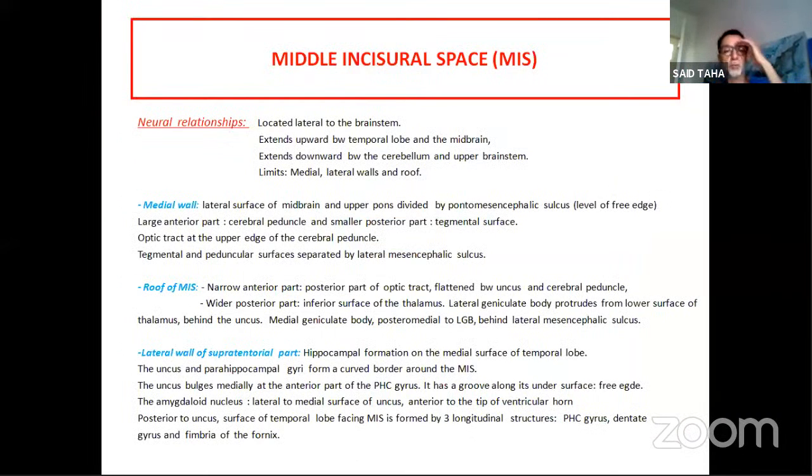We return to the roof. The roof of the middle incisural space has a narrow anterior part, the optic tract flattened between the uncus and cerebral peduncle, and a wider posterior part, if we look from above: the inferior surface of the thalamus, and the lateral geniculate body that protrudes from the lower surface of the thalamus behind the uncus, and the medial geniculate body posteromedial to the lateral geniculate body, behind the lateral mesencephalic sulcus.